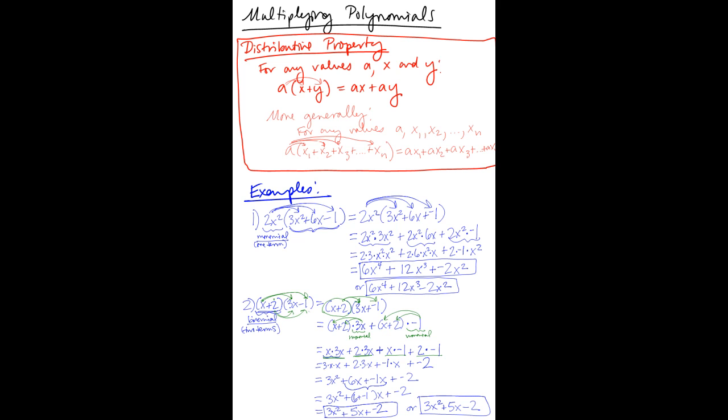In a sense, what ended up happening here is we ended up multiplying every term in the first polynomial by every term in the second polynomial. So it looks like there's a pattern here, perhaps. Let's try one more example and see if that pattern keeps up.